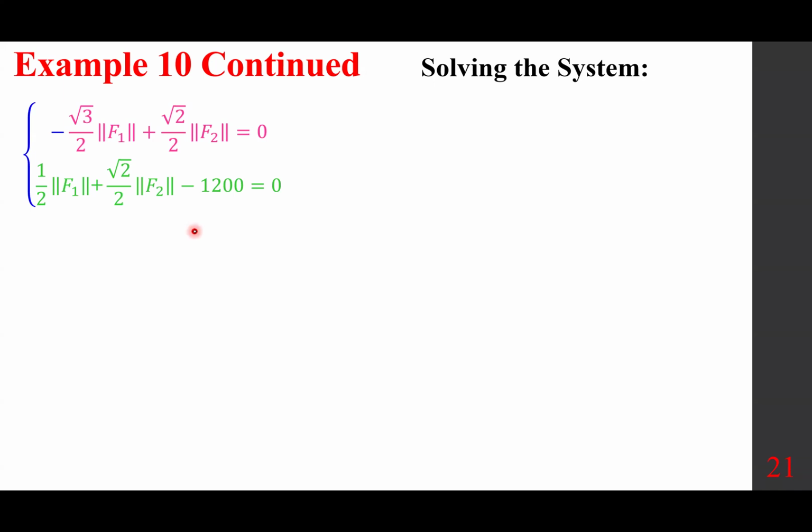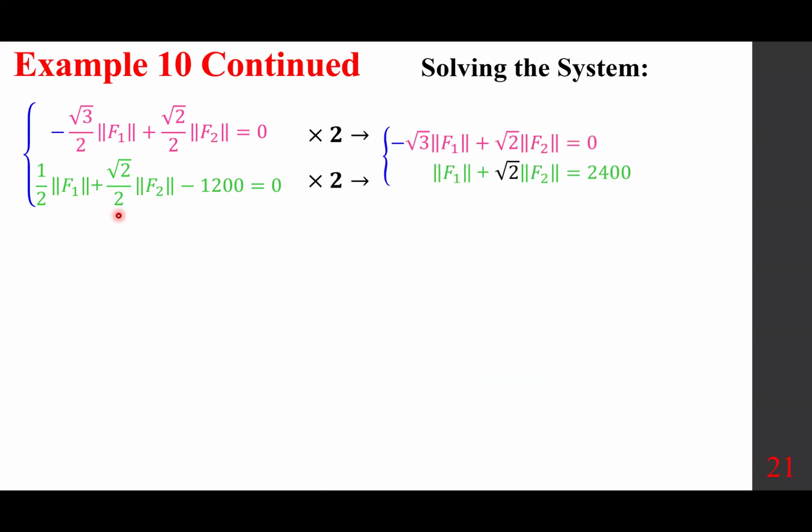A quick thing, we don't like the denominator. We're going to multiply this one by 2 and this one by 2. You can just watch what I'm doing. You know, you have that available too. So we get rid of the fractions. That's the first thing.